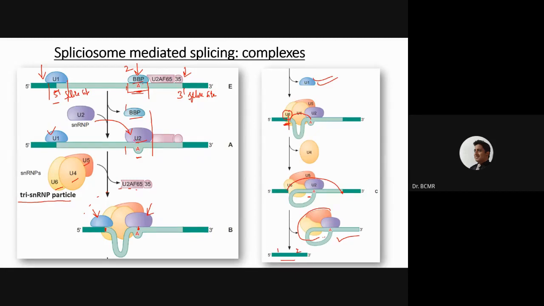BBP is replaced with U2. Then you bring in the tri-snRNP particle, and then U2AF65/35 is removed, and these 2 are brought together, and then U4 is released, and this transesterification reaction happens, and then the lariat is released, and the exons are spliced. That's what happens in spliceosome mediated splicing.